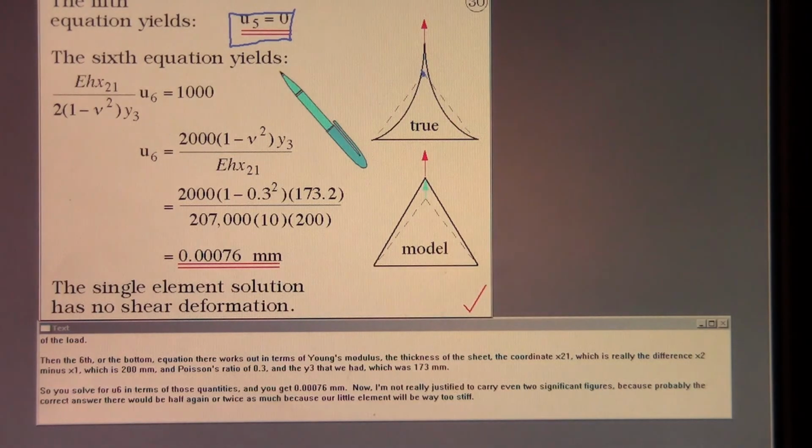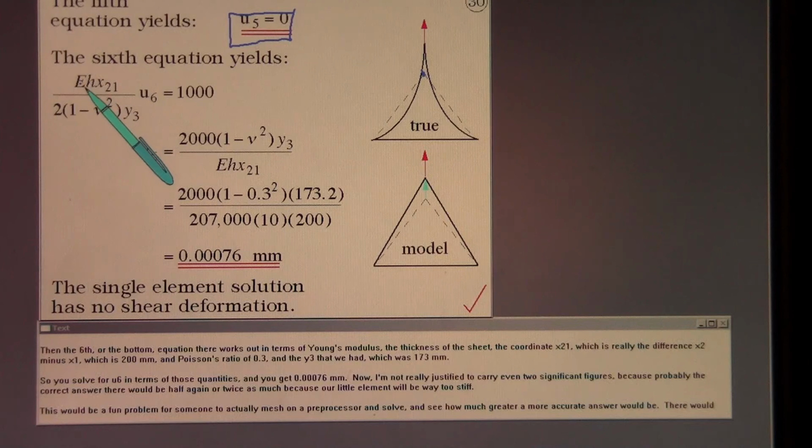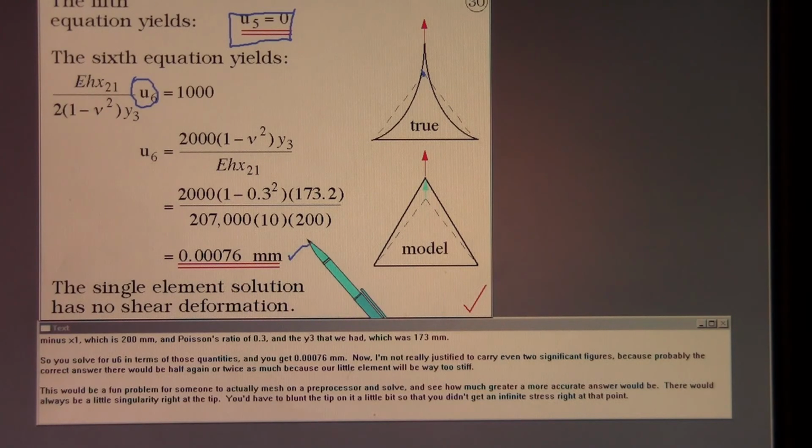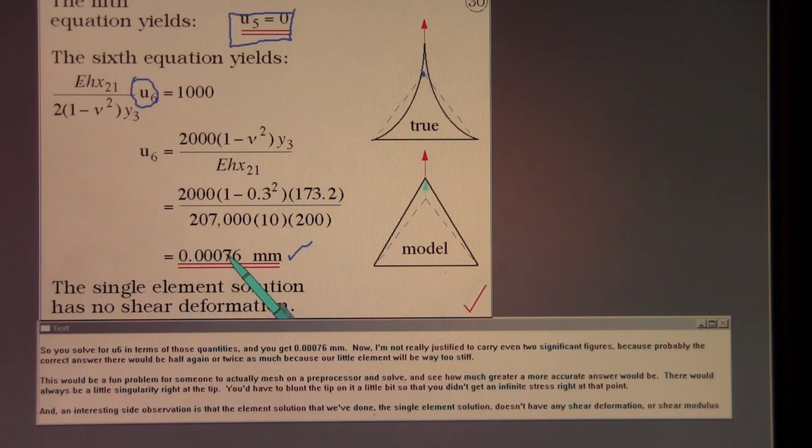Then the 6th, or the bottom equation there, works out in terms of Young's modulus, the thickness of the sheet, the coordinate x21, which is really the difference x2 minus x1, which is 200 millimeters, and Poisson's ratio of 0.3, and the y3 that we had, which was 173 millimeters. So you solve for u6 in terms of those quantities, and you get 0.00076 millimeters. Now, I'm not really justified to carry even 2 significant figures, because probably the correct answer there would be half again or twice as much, because our little element will be way too stiff.